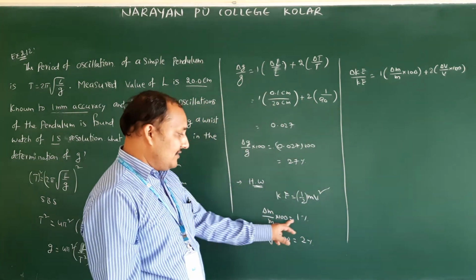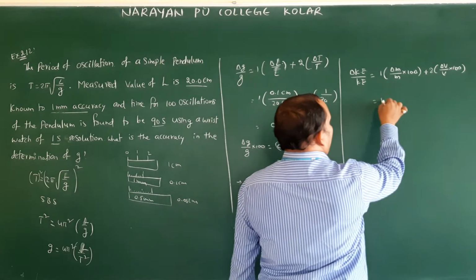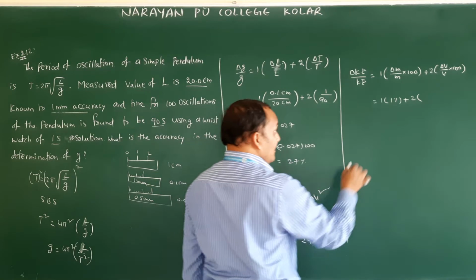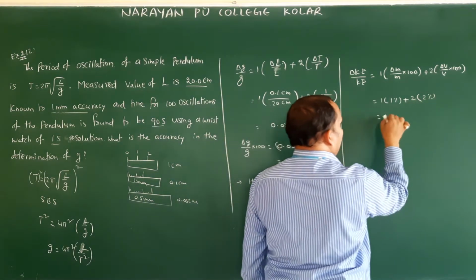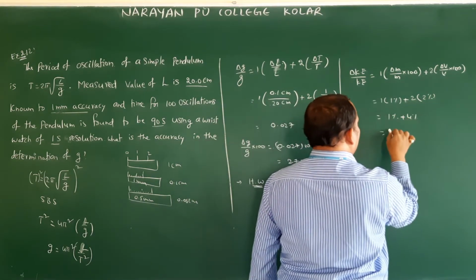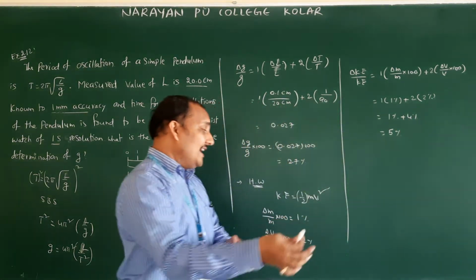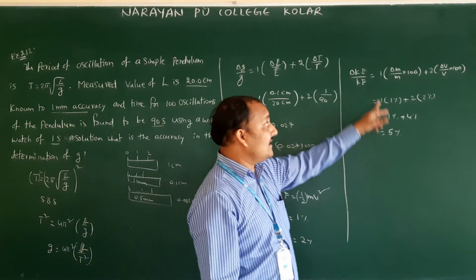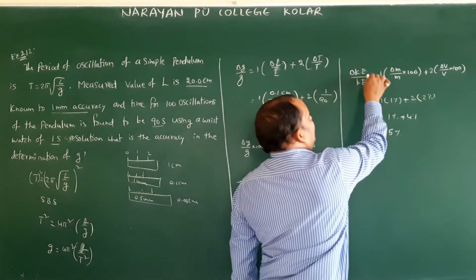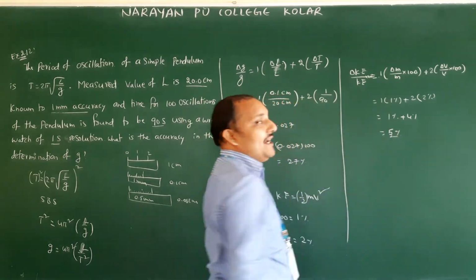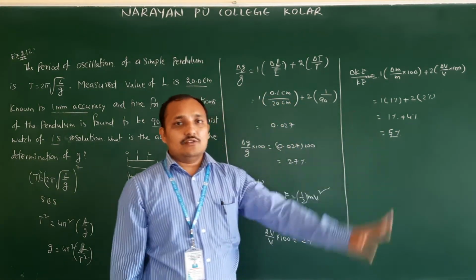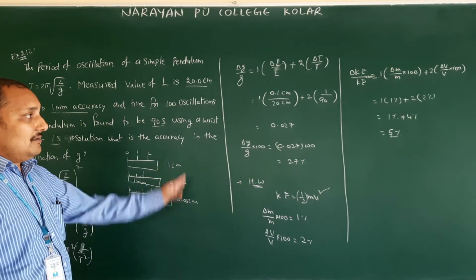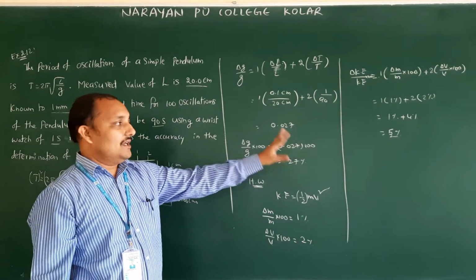So delta m by m into 100, how much? 1%. Therefore 1 into 1% plus 2 into velocity, how much did you get? 2%, they gave. So 1% plus 4%, 5%. So if you take 1% in mass and 2% in velocity, your final percentage error in kinetic energy into 100 is nothing but 5%. Okay, so this is a very important model from the competitive point of view, but they gave it in the PU example model.